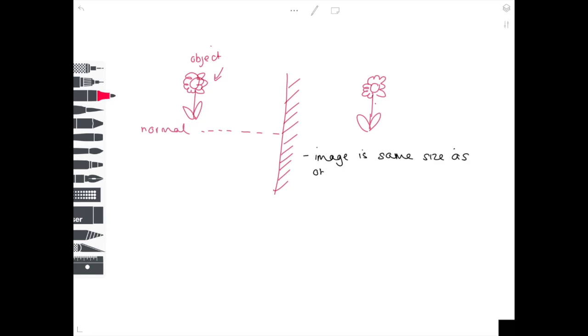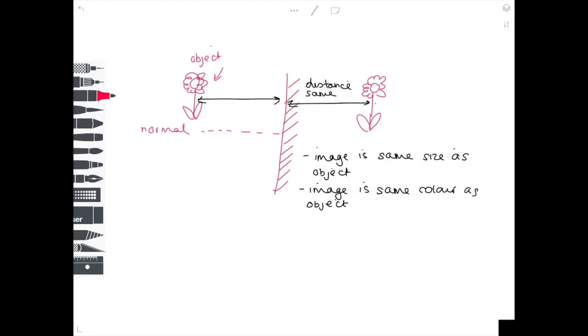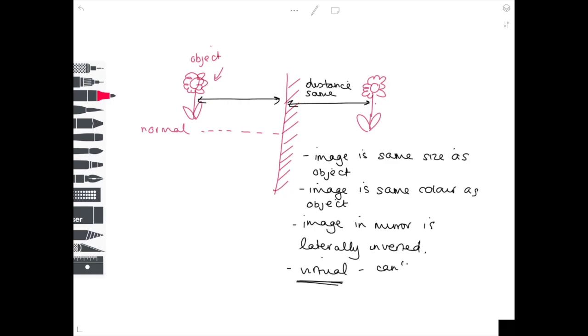And these are quite common sense points, so don't be surprised by them. Secondly, obviously the image will be the same colour as the object. The image will be the same distance behind the mirror as the object is in front. But crucially, the image will be laterally inverted, which means the left will appear on the right and the right will appear on the left. Lastly, this image will be virtual, which means that it can't appear on a screen.